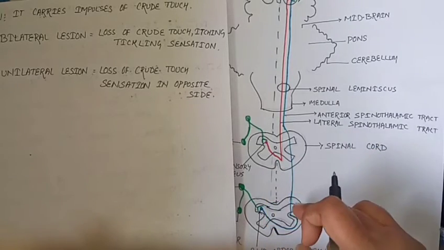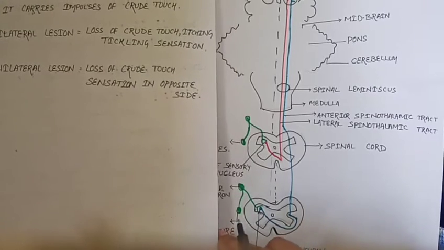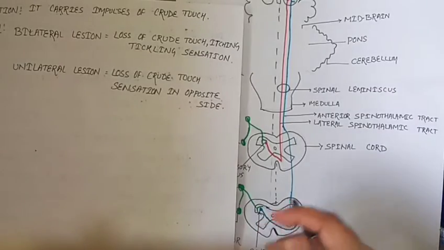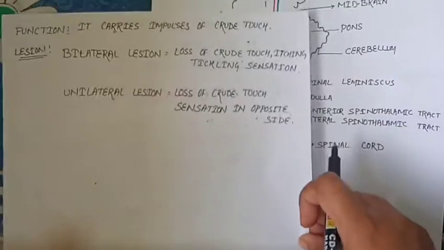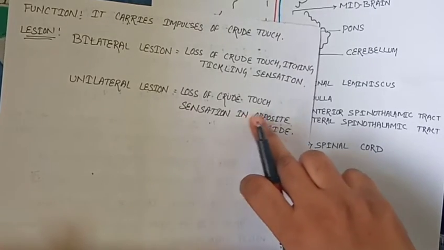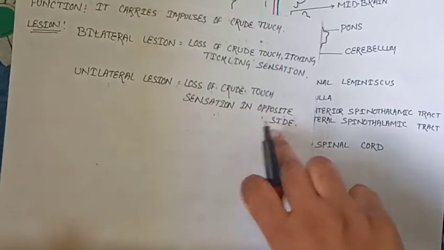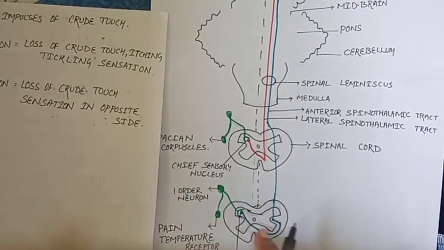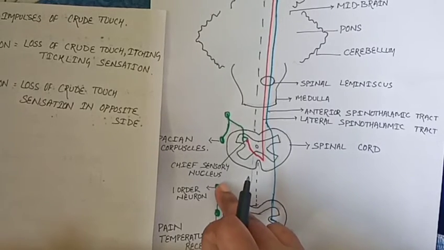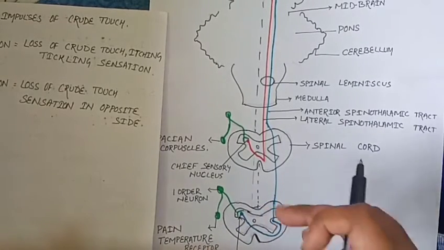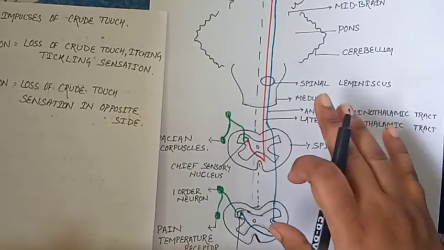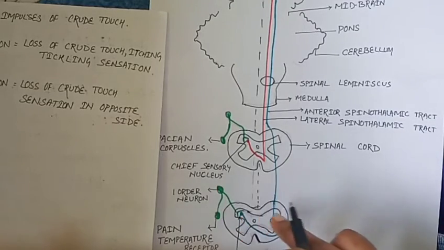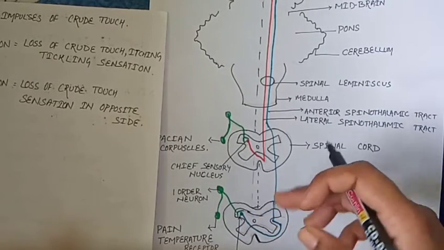You can understand that a bilateral lesion occurs on both sides of the area. Unilateral means only one side gets a lesion. Then there will be loss of crude touch on the opposite side, because the fiber crosses in its course. So when a lesion occurs on the left side, the right side will be affected, or crude touch sensation on the right side will not work properly. That's why we call this a unilateral lesion. It causes loss of sensation on one side.